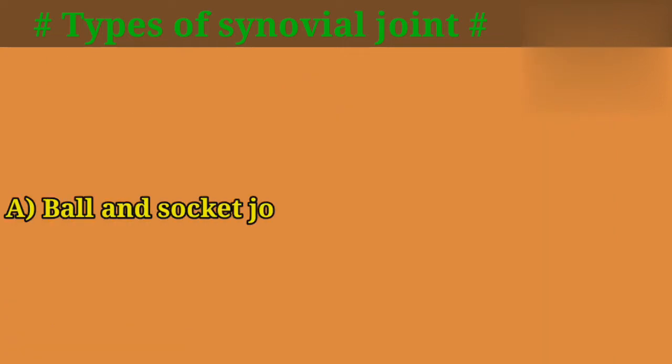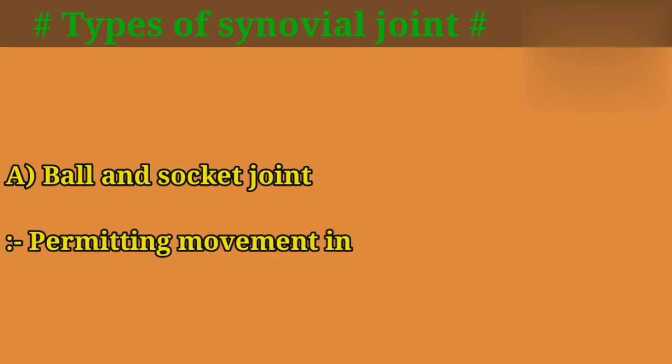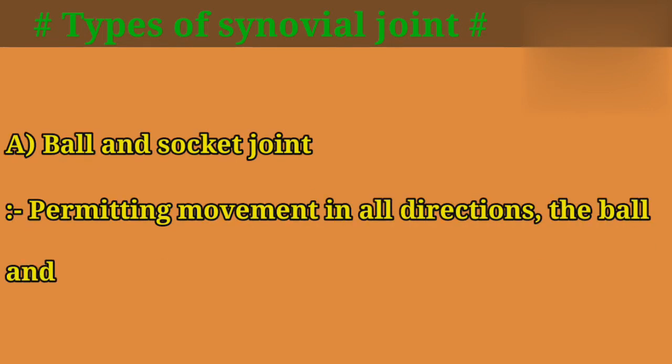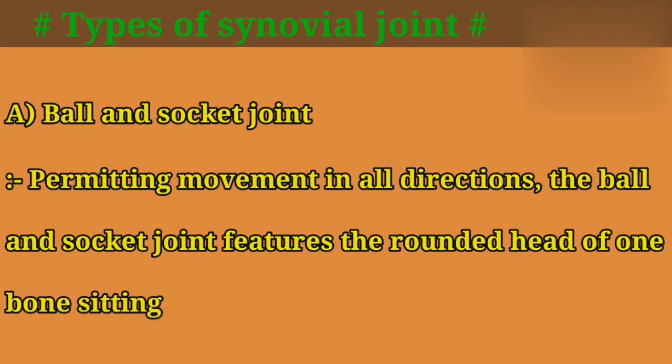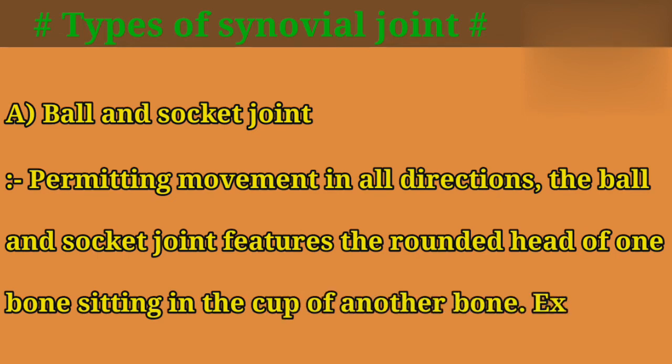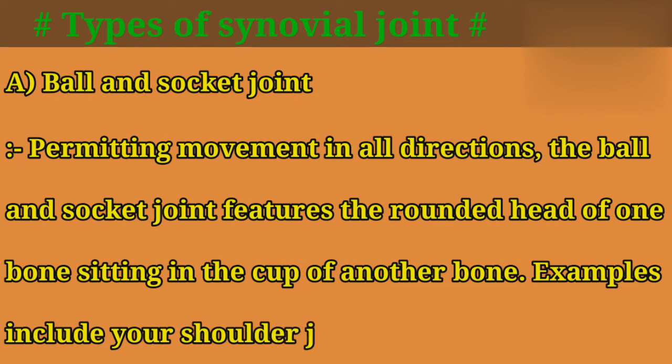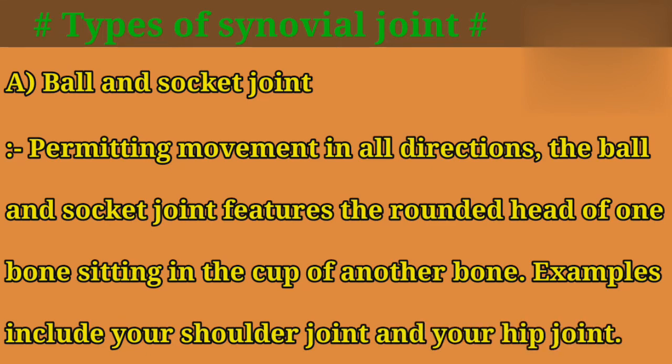The first is the ball and socket joint, permitting movement in all directions. The ball and socket joint features the rounded head of a bone sitting in the cup of another bone. Examples include your shoulder joints and hip joints. The shoulder joint and hip joint are the best examples of ball and socket joints. This is a very important joint.